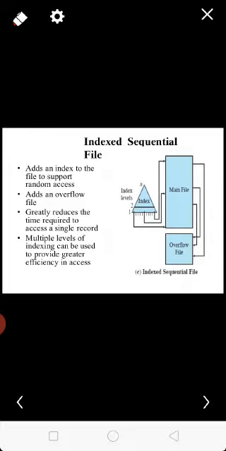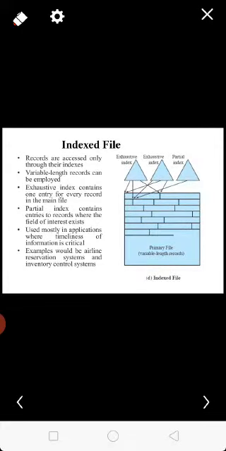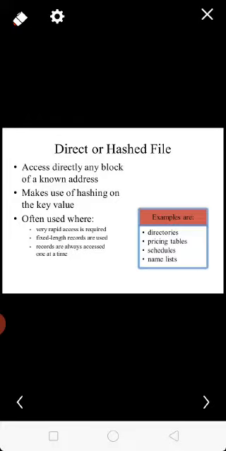Indexed sequential file. It adds an index to the file to support random access, or adds an overflow file. In the indexed file, records are accessed only through their indexes. Variable length records can be employed. Examples would be an airline reservation system and an inventory control system.